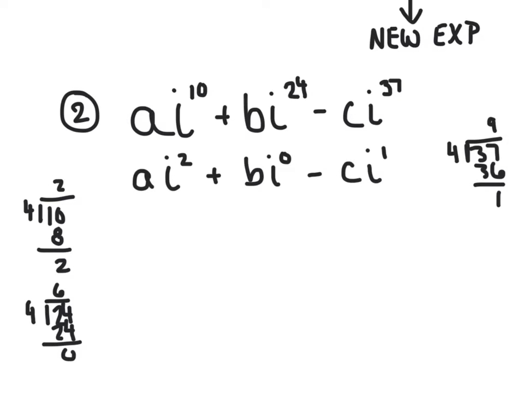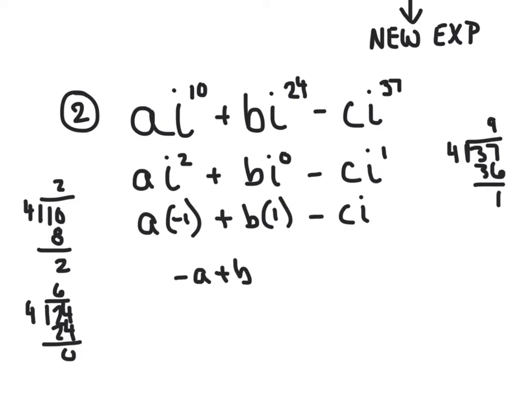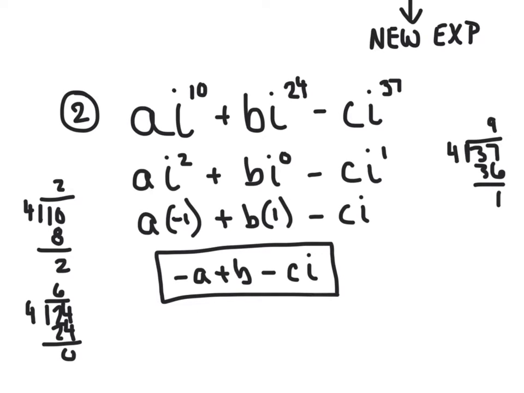And I'll simplify this the best I can. a multiplied by -1 plus b multiplied by 1 minus c times i. And that really just turns into -a plus b minus ci, and that's the best I could do without knowing what the values of a, b, and c are.